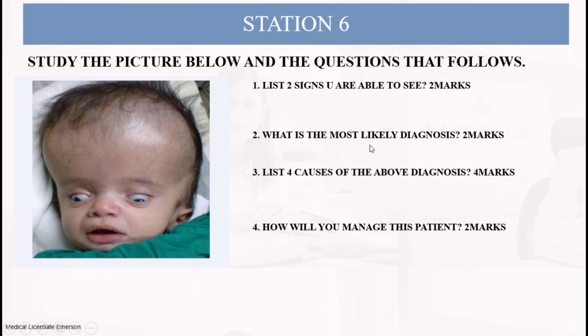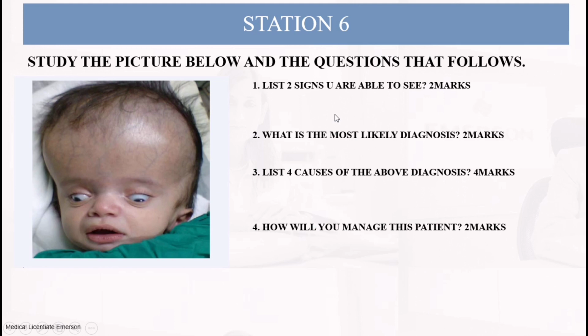So station 6, start the picture below, and the question is as follows. Question 2, list 2 signs you are able to see. So any signs you are able to see here. What is the most likely diagnosis? List 4 causes of the above diagnosis. How will you manage this patient? So these 2 signs we are able to see.